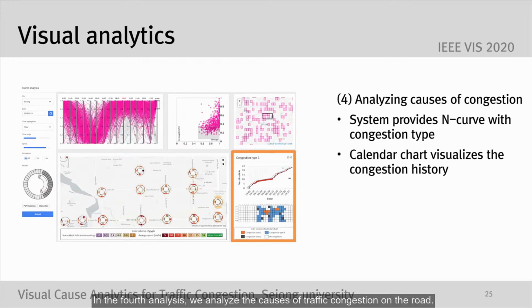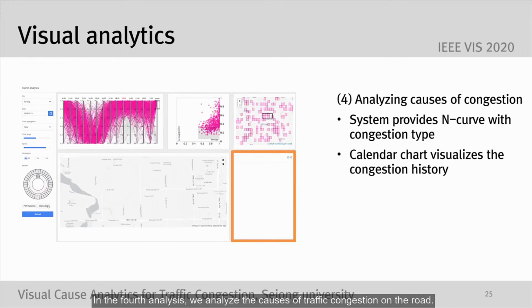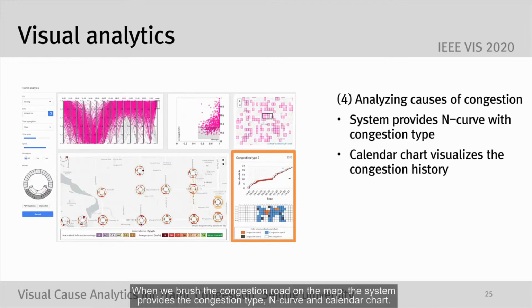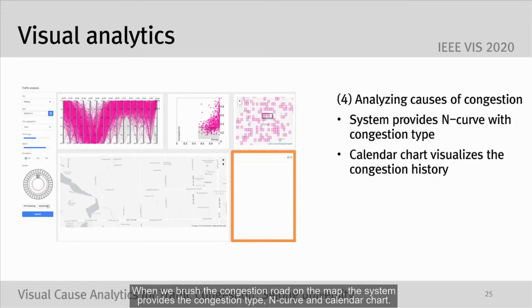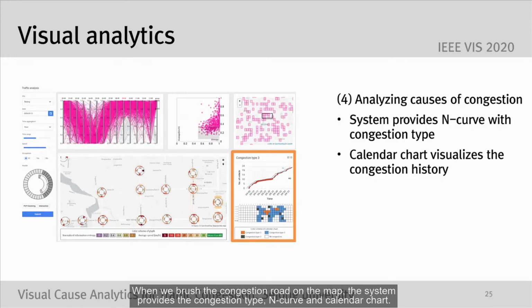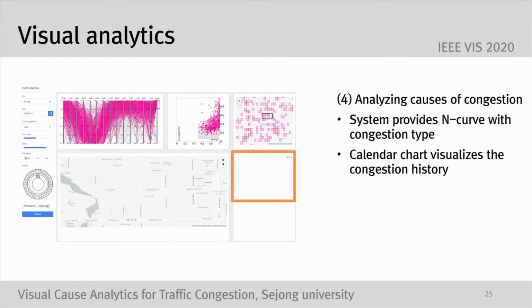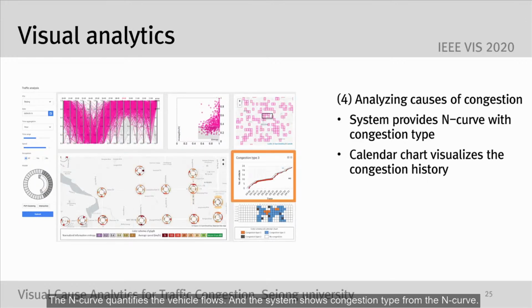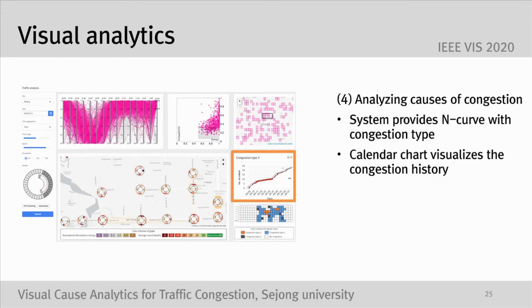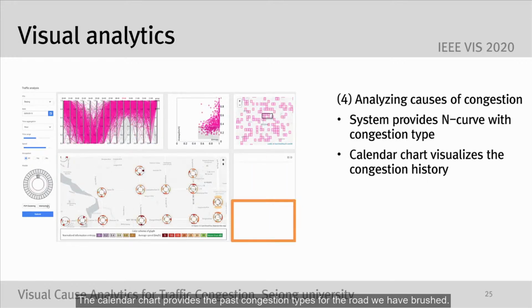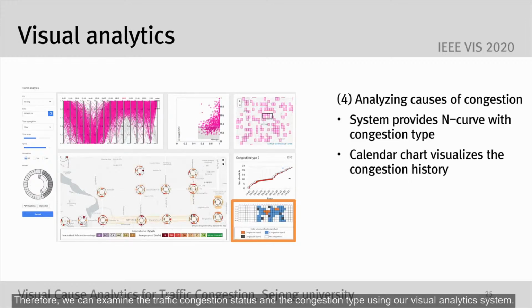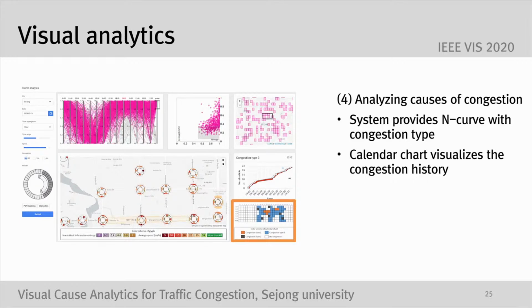In the first analysis, we analyze the causes of traffic congestion on the road. When we brush the congestion road on the map, the system provides the congestion type, N-curve, and calendar chart. The N-curve quantifies the vehicle flows, and the system shows the congestion type from the N-curve. The calendar chart provides the past congestion types for the road we have brushed. Therefore, we can examine the traffic congestion status and the congestion types using our visual analytics system.